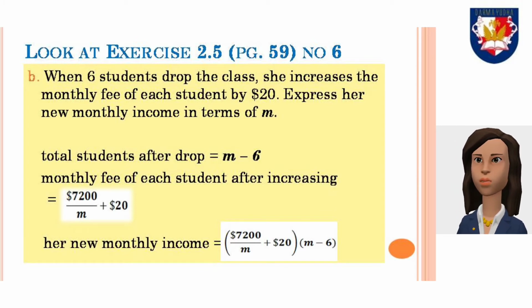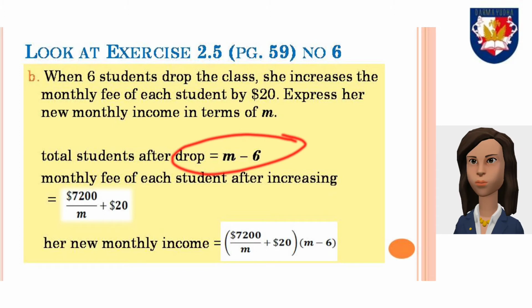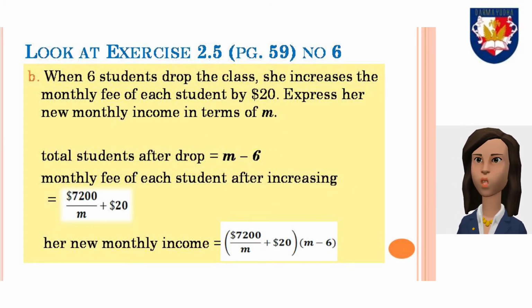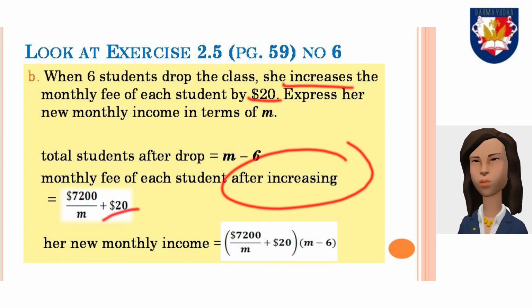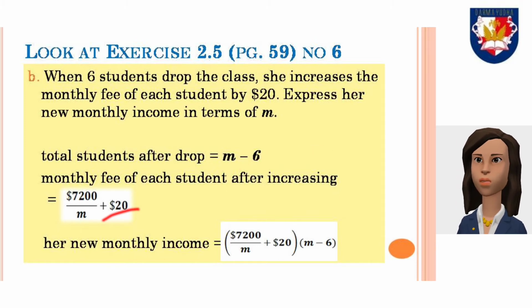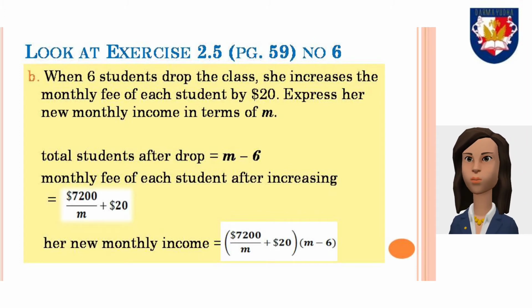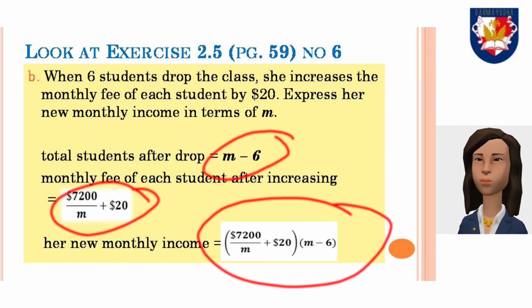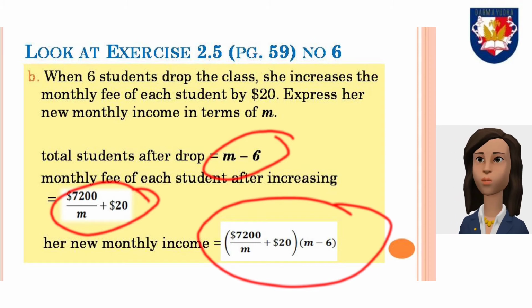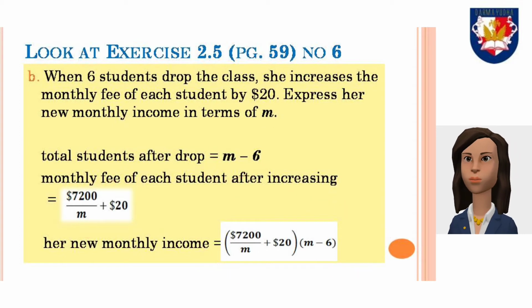So, the total students after the drop is M minus 6. The monthly fee of each student after increasing is 7,200 over M plus 20. So, her new monthly income means the monthly fee of each student multiplied by the total students, equal to 7,200 over M plus 20, multiplied by M minus 6.